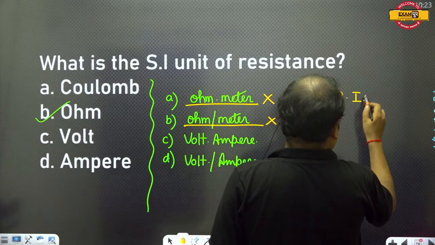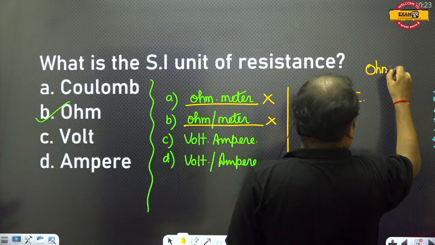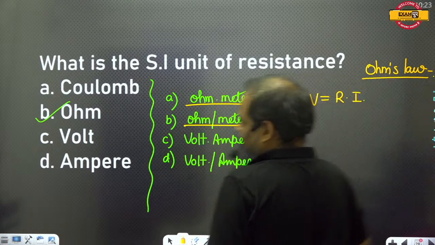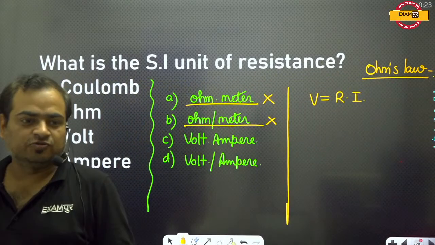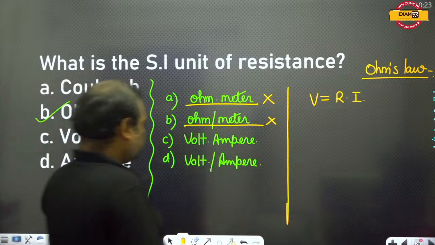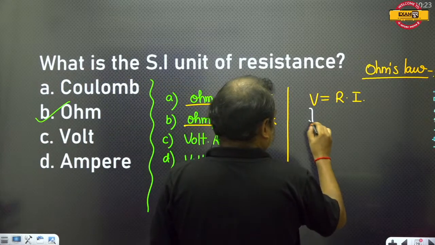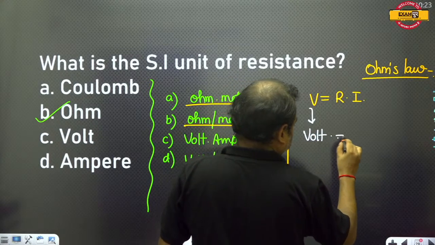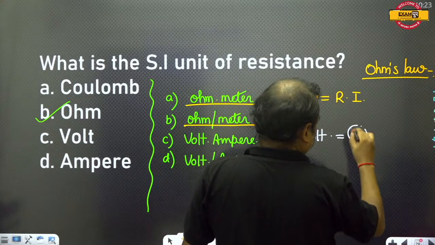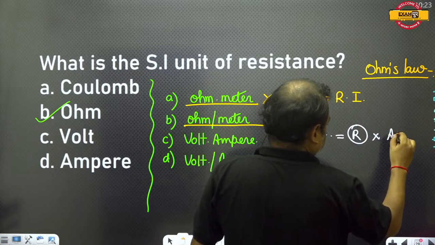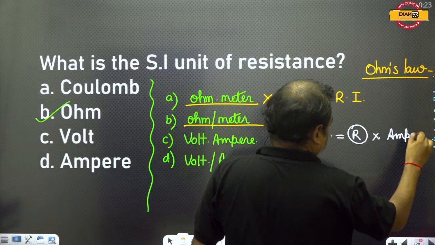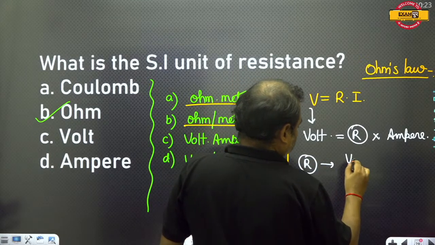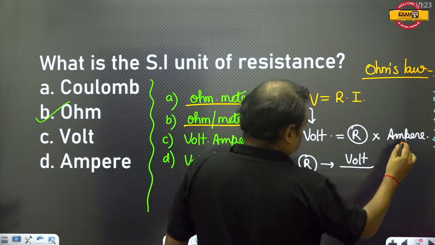This is Ohm's law. By using Ohm's law, we can finally conclude this: the unit of V is volt, and this is R multiplied by ampere. So unit of R will be equal to volt upon ampere.